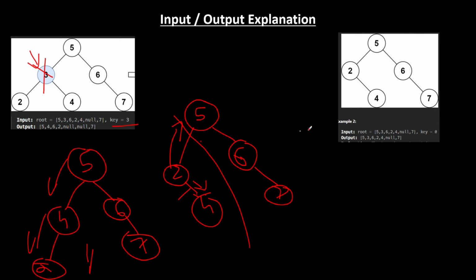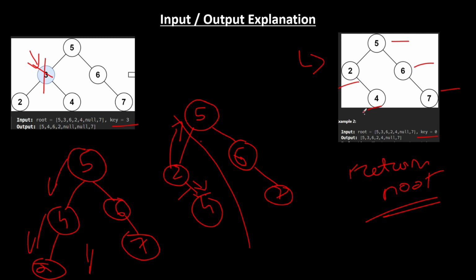It's your choice. Coming to the second example, here the key is 0. And if you can see, there is no 0 available in this given BST. So we will just return the root itself. The exact tree will be returned. So this is what the input output explanation was all about. Now let's move to the next slide.